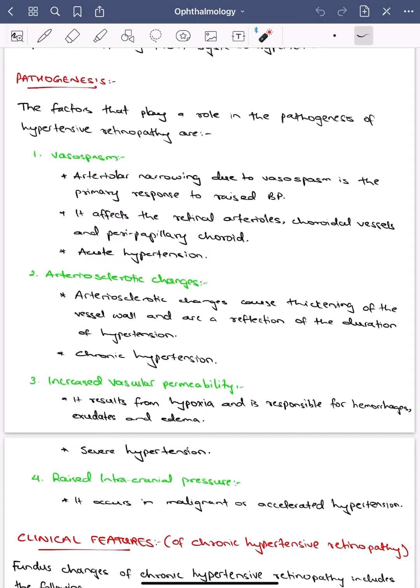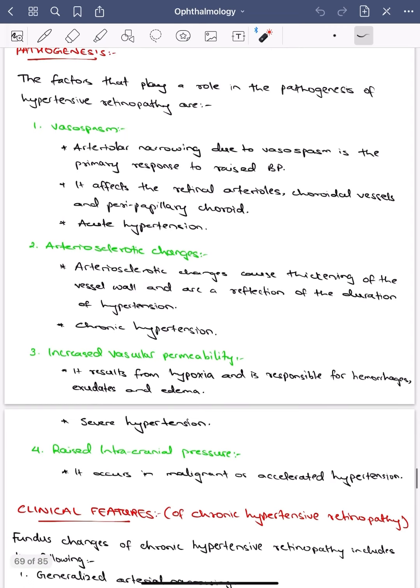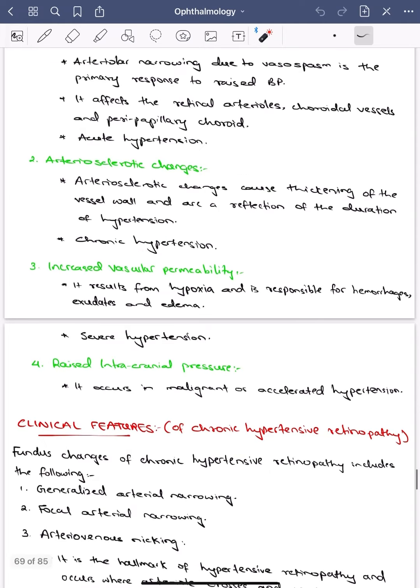Now, arteriosclerotic changes. They cause thickening of the vessel wall and are a reflection of the duration of hypertension, and hence arteriosclerotic changes are the pathogenic factor in chronic hypertension. Now, increased vascular permeability results from hypoxia, and it is responsible for hemorrhages, exudates, and edema. It is the pathogenic factor in severe hypertension. And finally, raised intracranial pressure occurs in malignant or accelerated hypertension.